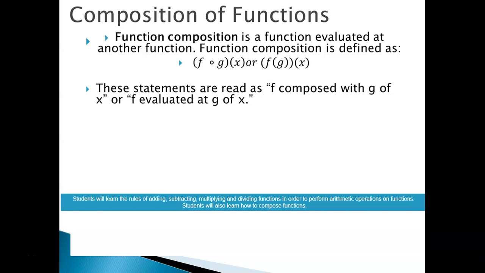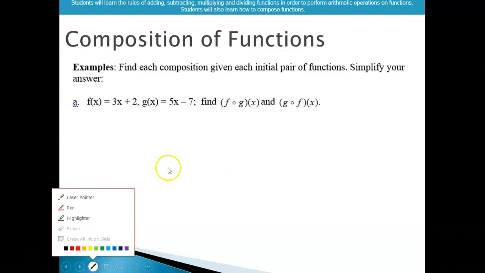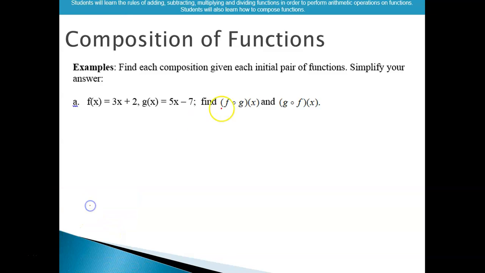So the composition of functions is when we actually do f following g of x, or f of g of x. So what you're going to do at this place is take the g function and plug it into the f function. So what we're asked to do here, f of x is 3x plus 2. g of x is 5x minus 7, so we're asked to find both directions. We're supposed to find g following f, or excuse me, f following g, and then g following f. Anytime I see these, I always go ahead and put parentheses.